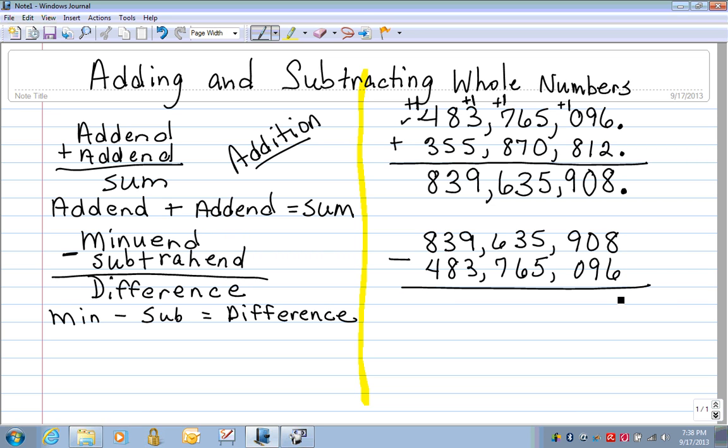8 minus 6 is 2. 0 minus 9. We can't take 9 away from 0. So we have to borrow some extra numbers here. I'm going to take this 9 and make it an 8. And then I'm going to create the number 10 here. I put the 1 and make this a 10. Now I can subtract. 10 minus 9 is 1.